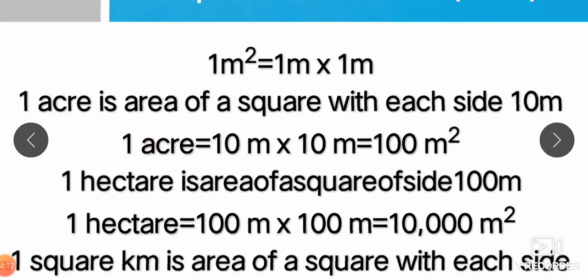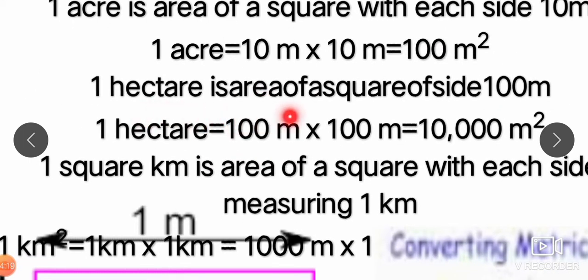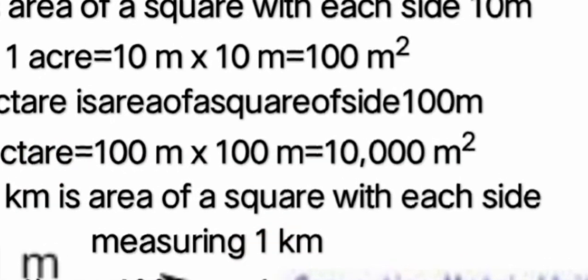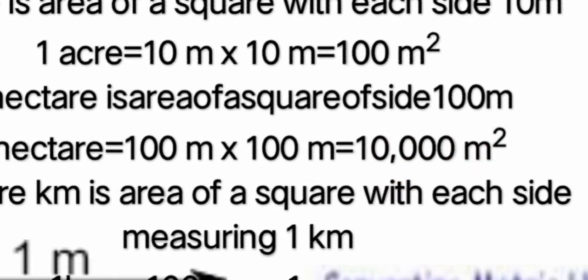2 acre will be equal to 200 meter square. 3 acre will be 300 meter square. 1 hectare is the area of a square of side 100 meter. The area of a square of side 100 meter is called 1 hectare. The area of a square is written as side into side, or length of side into length of side. 100 meter into 100 meter is equal to 10,000 meter square. 1 hectare is equal to 10,000 meter square.